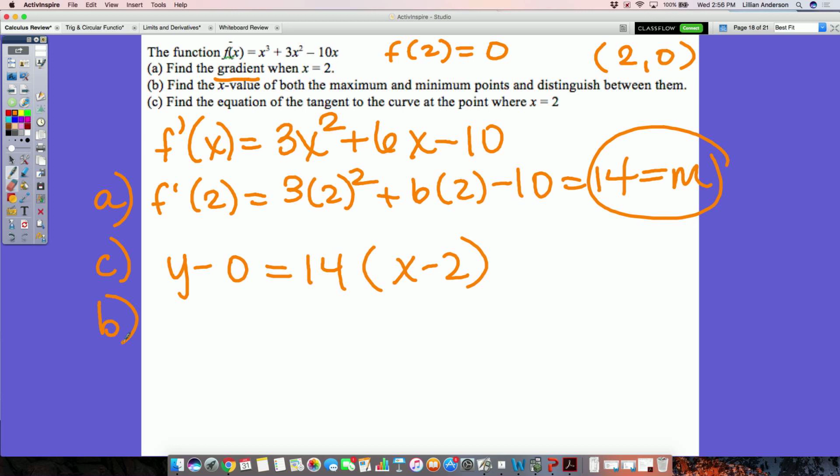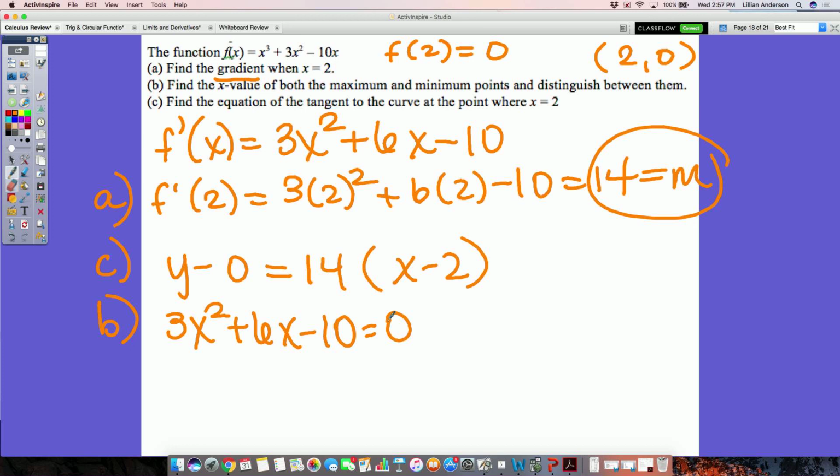In B, it says to find the x value of both the max and min points, and distinguish between them. So when you write them down, you have to say which one's the max and which one's the min, hence why it says distinguish. To find the maximum or minimum points, you take the derivative and set it equal to 0. That's how you would do it algebraically.